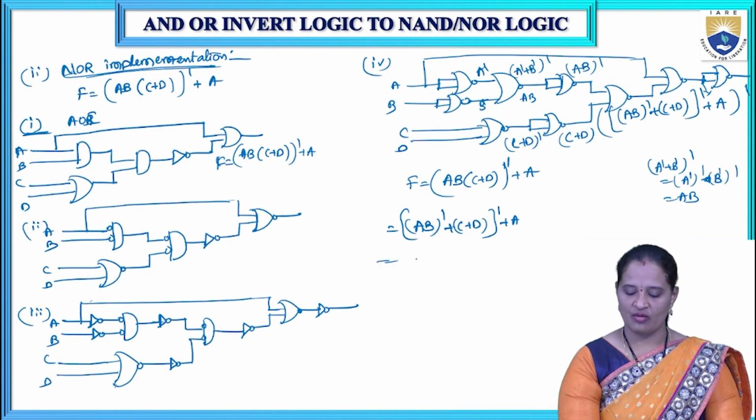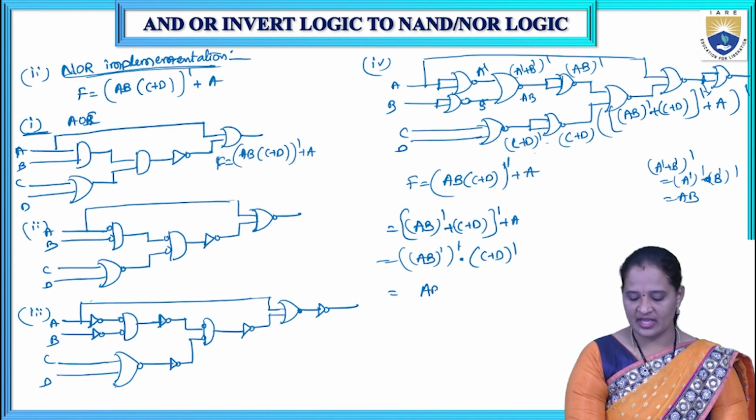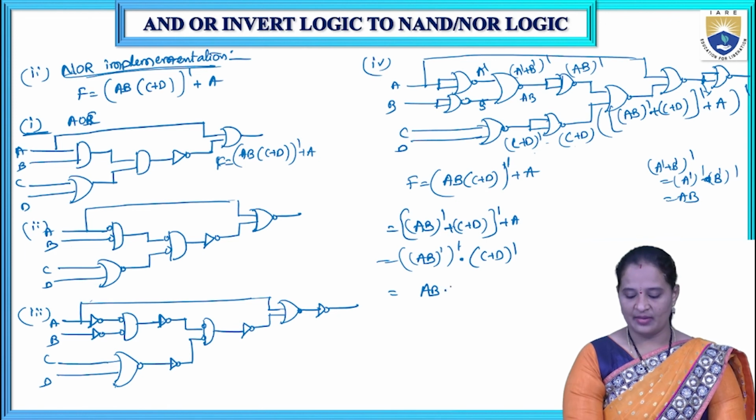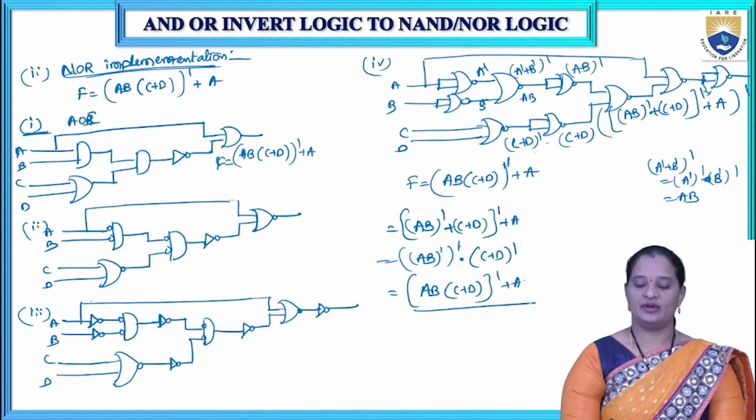This one will go off. So now I'm expanding this one. AB complement complement, plus will change into dot, and this one is (C plus D) complement. Okay. Finally, I'll be getting this one as AB whole complement will be AB into (C plus D) whole complement plus A. So this is the output we are going to get.